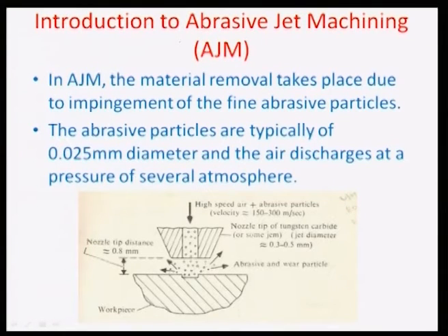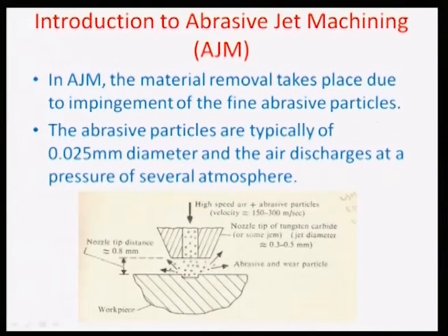As you can see in this slide, in the AJM process the basic material removal takes place by impingement of fine abrasive particles. These particles typically have hardness higher than the hardness of the workpiece surface which is being removed by the impact of such particles, and the particles are carried by a jet of air with high velocity, so that they can impinge into a surface.